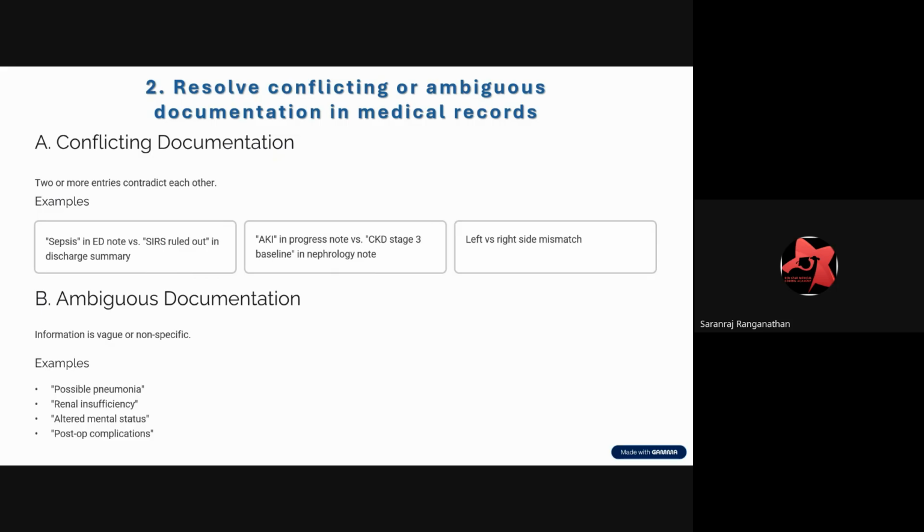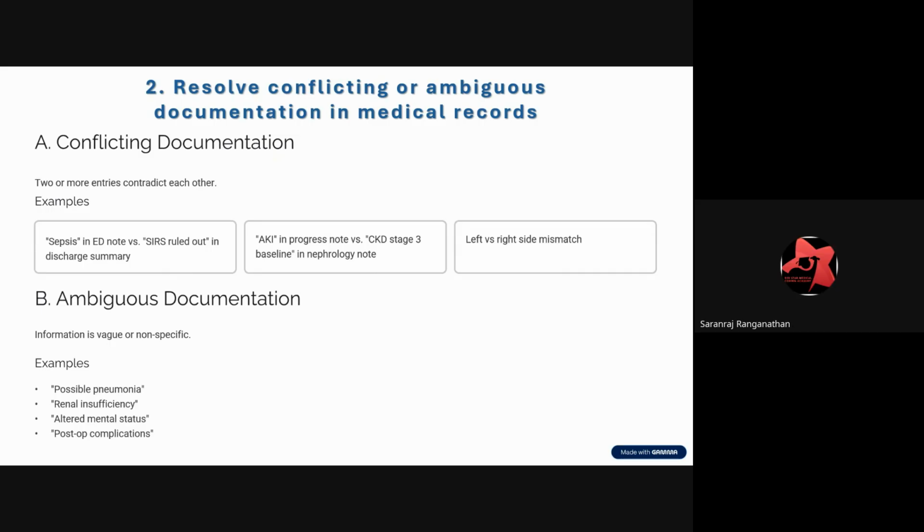Then left versus right mismatches. Sometimes when you get documentation stating right and left, there is a mismatch. We can go back and query the provider for the documentation, whether the procedure was performed or not.